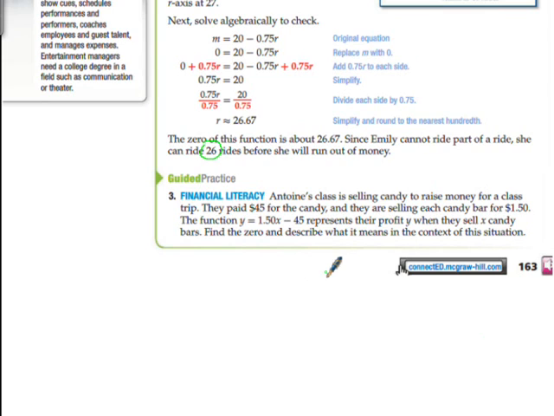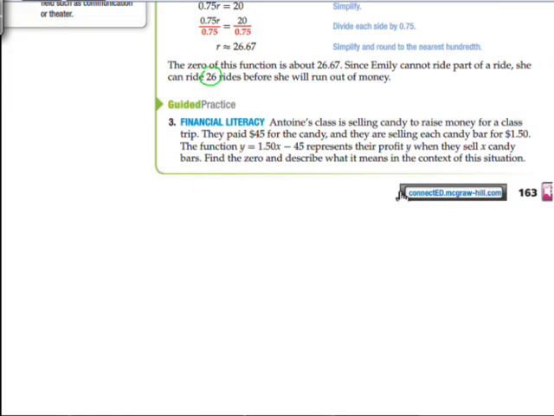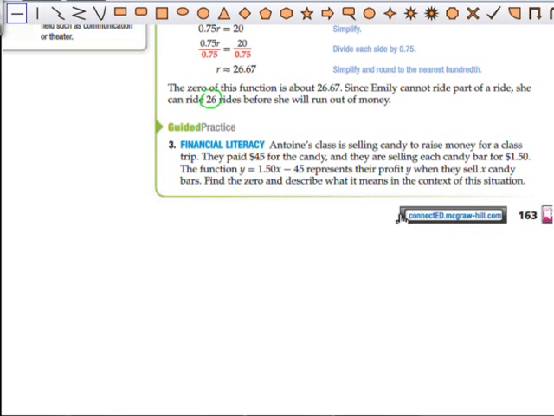Antoine's class is selling candy to raise money for a class trip. They paid $45 for the candy, and they're selling each candy bar for $1.50. This function here represents their profit, y, when they sell x candy bars. Find the 0 and describe what it means in the context of this situation. So you could sketch this out on a graph pretty simply. So we're going to graph this, and this is kind of a tough graph to do because we have to understand a couple things.